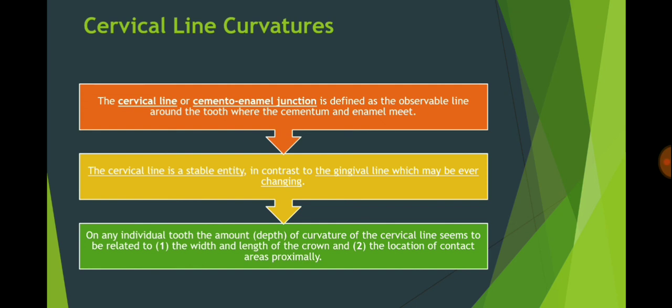On any individual tooth, the amount or the depth of the curvature of the cervical line, the CEJ, seems to be related to, number one, the width and length of the crown. Number two, it's also related to the location of the contact areas proximally.